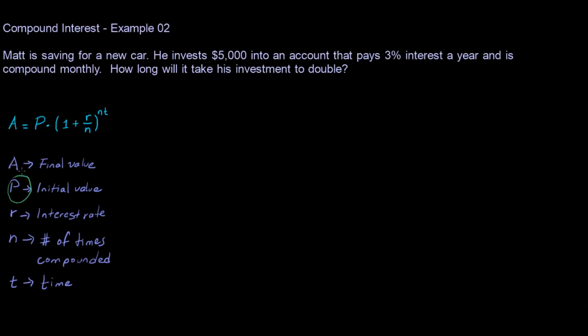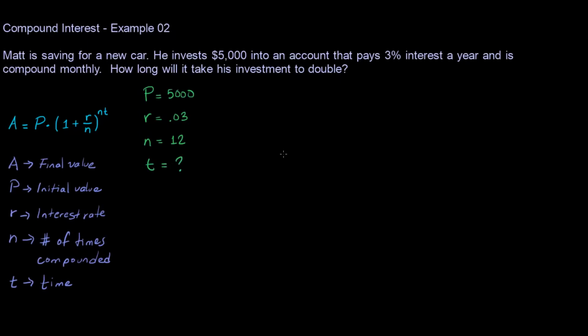The initial value just remains the same, which is 5,000. So I have here P, equal to 5,000. Now the interest rate is actually the same one, which is r, equal to 3%. Again, we can't just write 3%, we have to transform it to decimals. It will be 0.03. The n, which is the number of times compounded, will be just the same as this compound monthly. It would be 12 months in a year, so n is equal to 12. Now the time, we do not know the time. This is what we are requested to find.